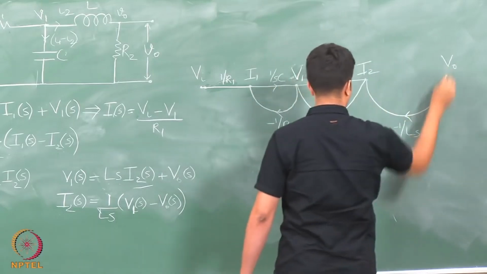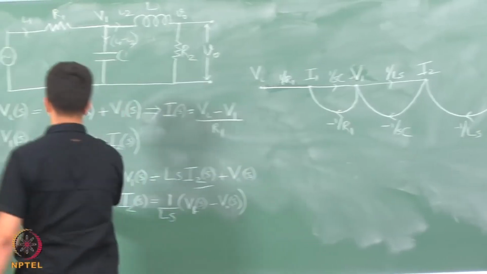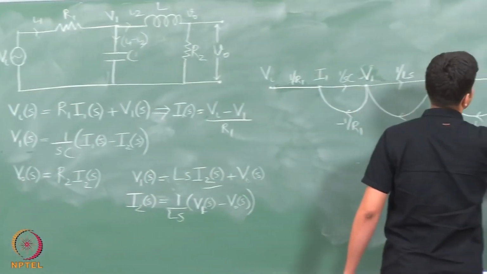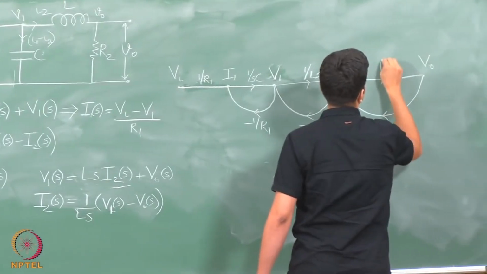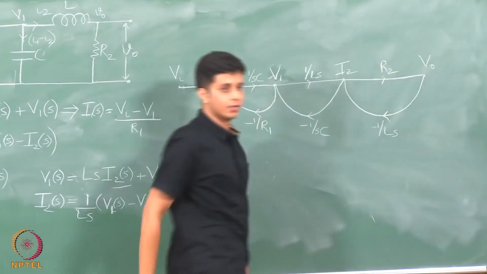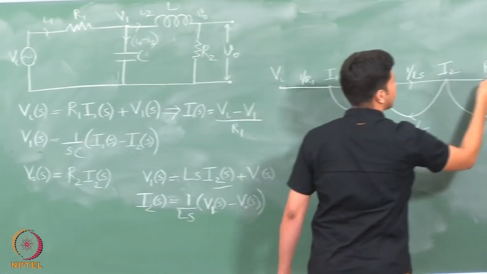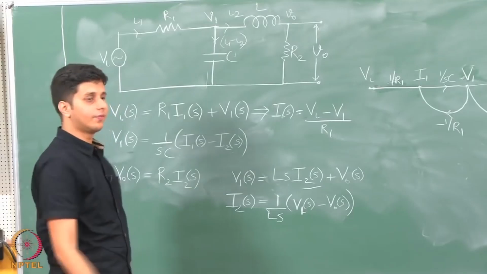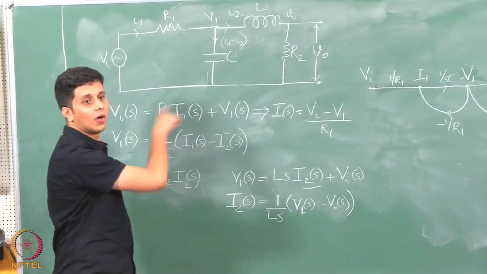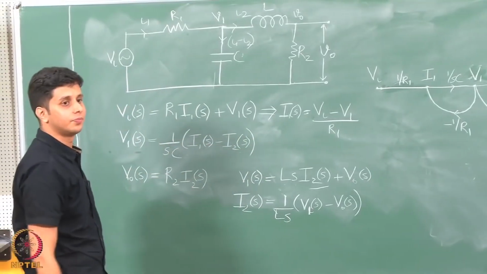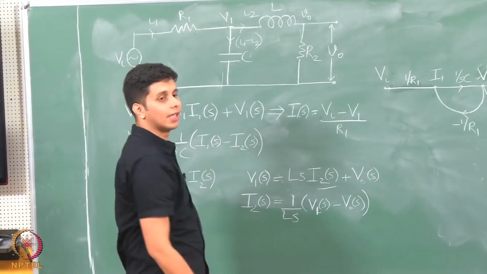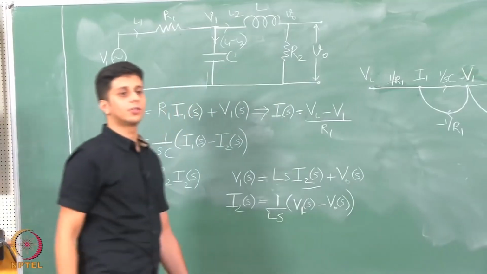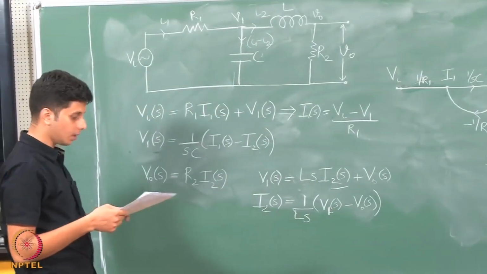Now, finally, what is V naught? V naught is simply R2 times I2. I can simply write R2 here. So, my V naught will be simply R2 times I2. Now, if you look at the signal flow graph, this will exactly represent all the equations that we have written here, and so there is nothing that is missing. The complete network is actually coming into this signal flow graph.